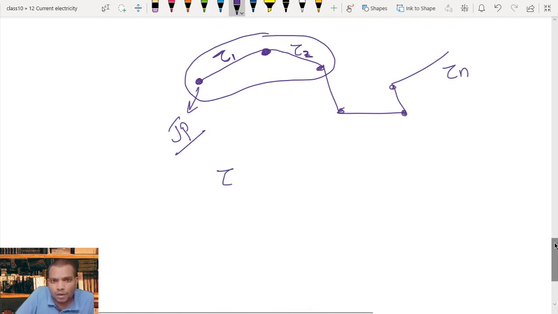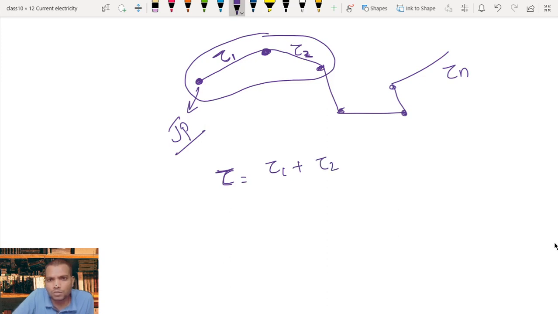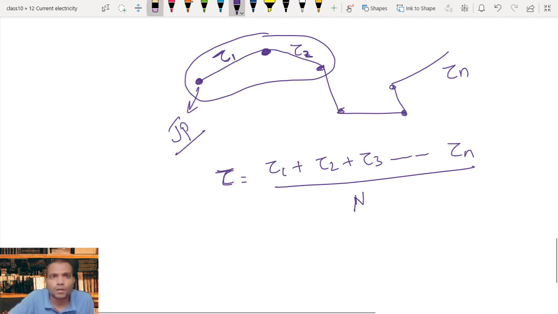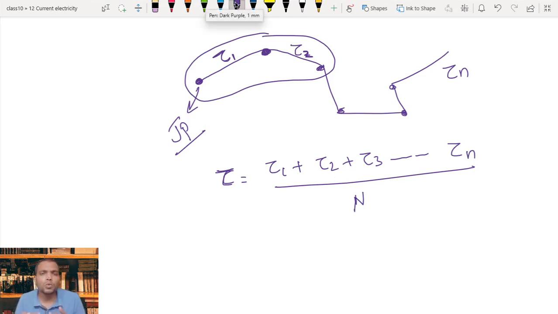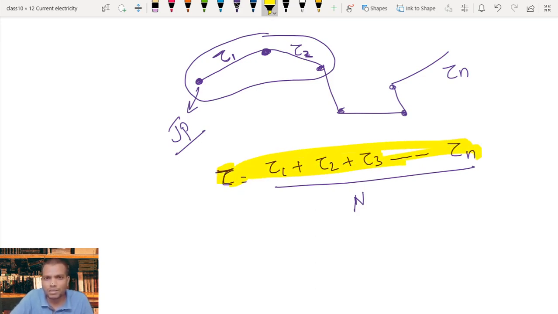So tau equals tau 1 plus tau 2 plus tau 3 and so on, up to tau n, because we consider n number of electrons, divided by the total number of electrons. Let me write it properly. So this is small n. Now the time taken between two successive collisions, that we have considered as relaxation time. So this is nothing but the relaxation time.